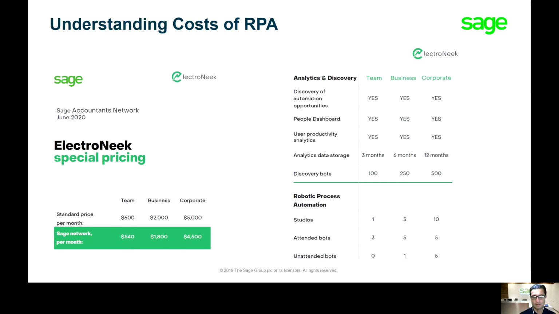These are specifically types of breakdown. So team, business, corporate. So you've got like 3 months of analytics storage, 6 months, 12 months. But if you look on here on the left-hand side, it's about $600 annually as opposed to the 2,000 and 5,000 corporate. But you also look at the type of bots that you receive: attended bots, unattended bots, the studio, which was where you actually develop the bots to be deployed.